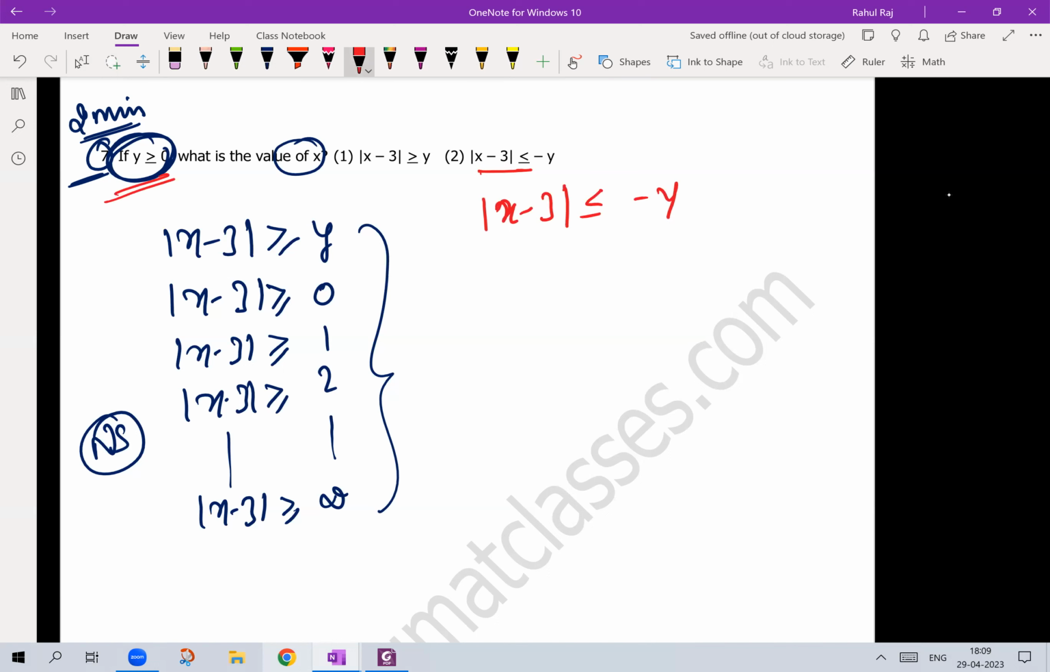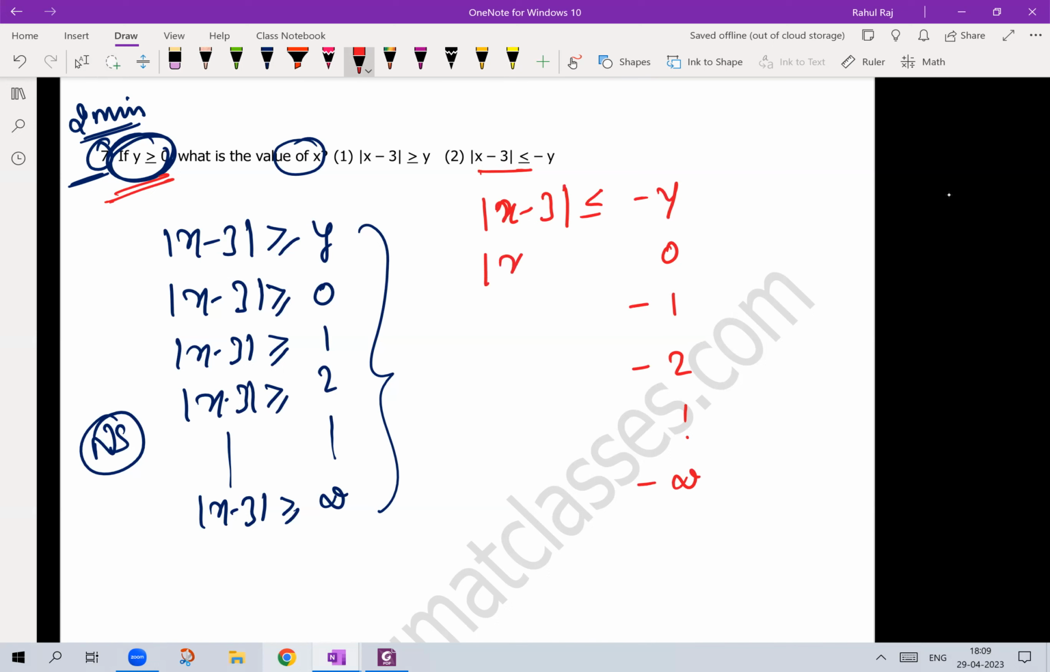And it says y is greater than or equal to 0. So y could be 0, 1, 2, all the way to infinity. Straightforward. Now there's a negative y attached over here. There's nothing called negative 0. Negative 0 is nothing but negative 1 times 0, which is equal to 0. That is negative 1, negative 2, negative infinity.